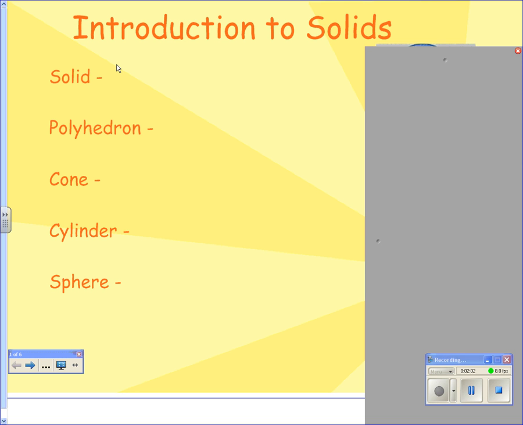A cone. You know what a cone is? It's a three-dimensional figure with a circular base and a curved lateral face that comes to a point.